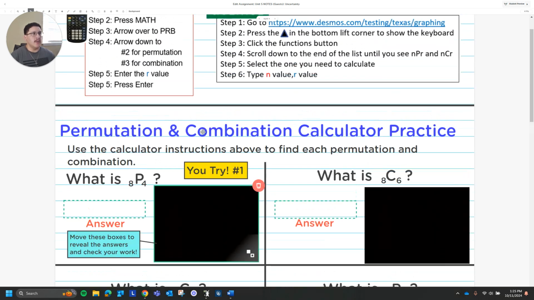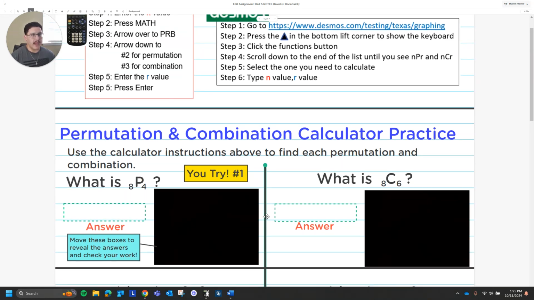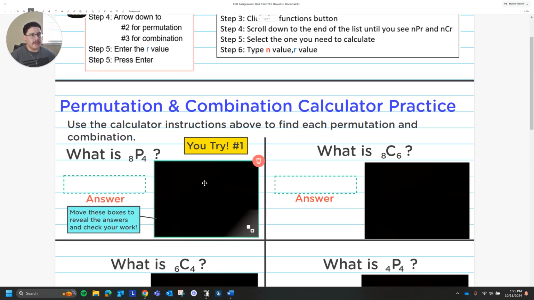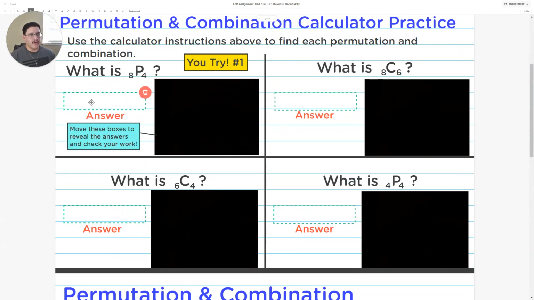So if you need help, again, look at the steps right above it. It'll show you how to go through and get your answer. You can check yourself by removing this box to see both the Desmos and TI-84 answers. And then make sure you answer the boxes in here if you are using the class kick notes while you're watching the video.